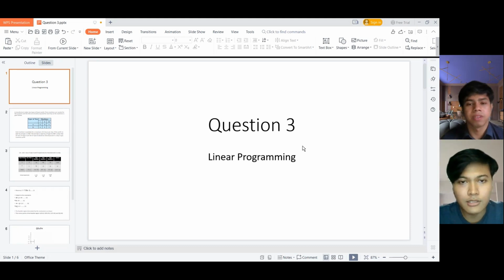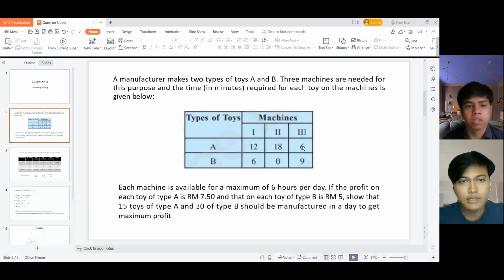So we will discuss question 3 of project 4, which is linear programming. The question is: a manufacturer makes 2 types of toys, A and B. 3 machines are needed for this purpose. Each machine is available for a maximum of 6 hours per day of operation.